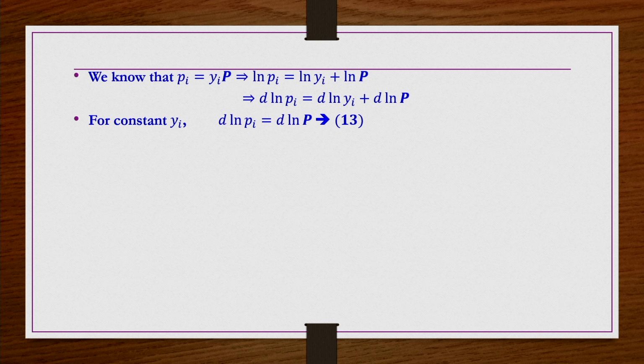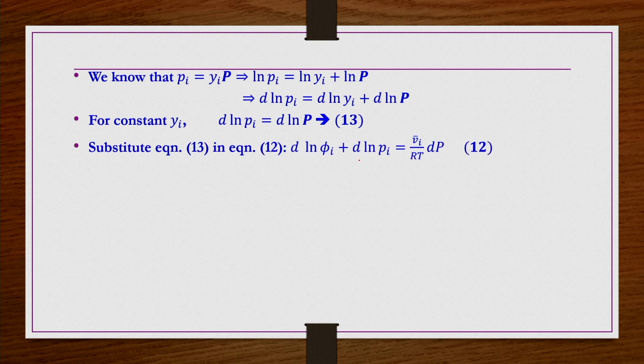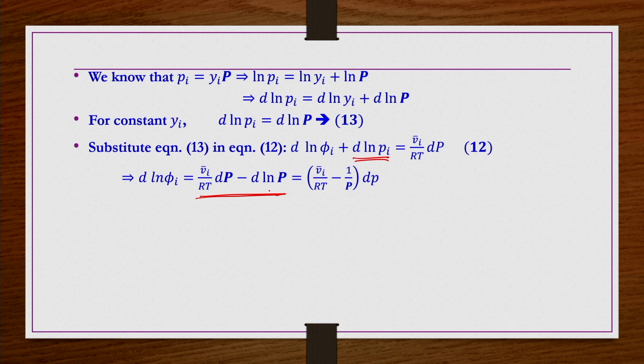Now in equation number 12, wherever we have d ln small pi, in that place if you write d ln P and simplify, we have d ln phi plus d ln P is equal to Vi bar divided by RT dp. Whatever d ln P is there, I can take to the right hand side, so that d ln phi is equal to Vi bar by RT dp minus d ln P, that I can write as (Vi bar by RT minus 1 by P) dp, right. Now we have a more explicit kind of equation.